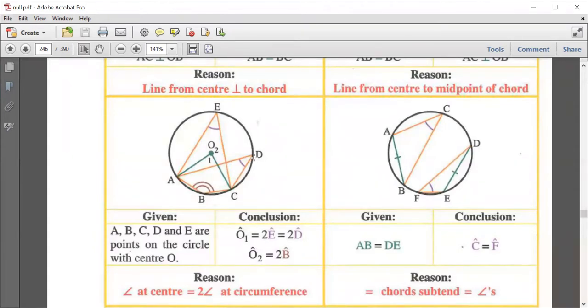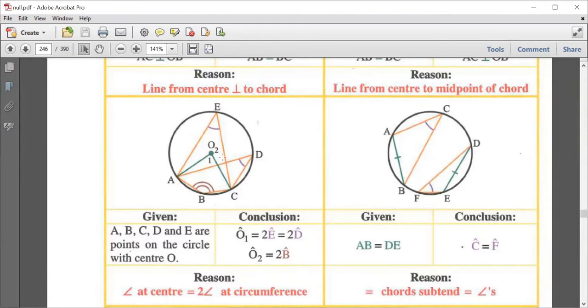Let me not rush to explain this because I want you to follow what I'm explaining. Here I'm explaining the theorem that the angle at the center is twice the angle at the circumference. We are given two angles at the center. The first angle at the center is O1, which is going to be twice angle E or twice angle D. That's the first one. The second one, let's use the angle at the center as angle O2. Take note of this because it's another important piece of information.